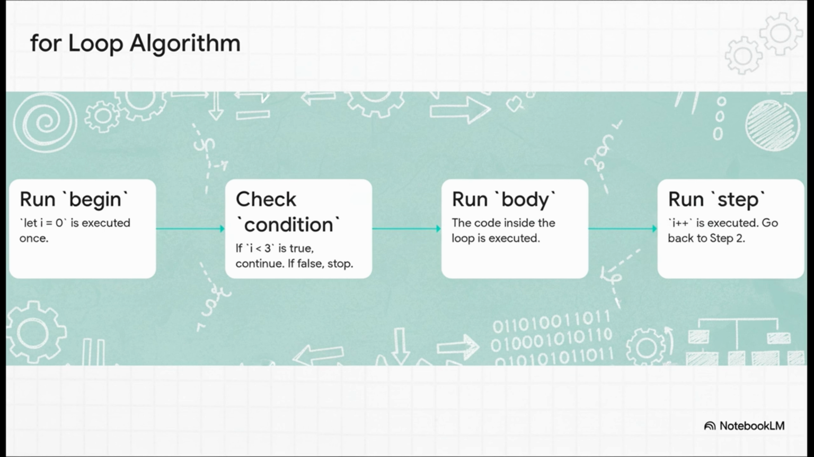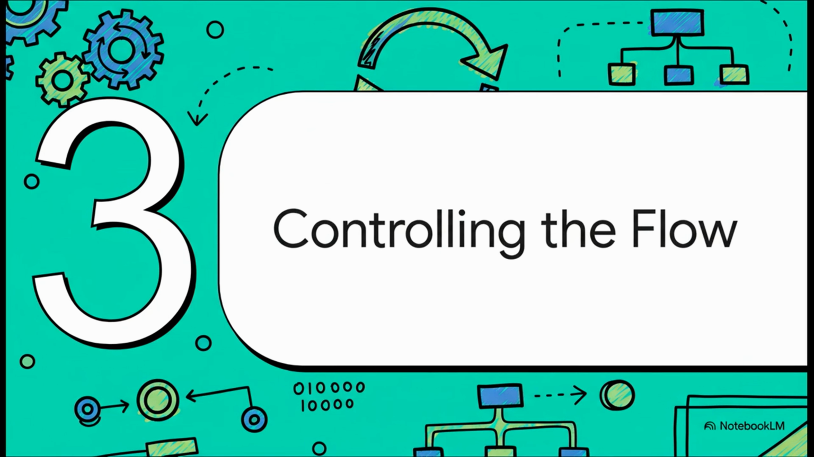After that, the step part kicks in, and now i is 1, and we go right back to the top. Check the condition again. Is 1 less than 3? Yes, it is. This whole cycle just keeps going until i finally becomes 3. Then the check 3 less than 3 is false, and that's it. The loop stops.